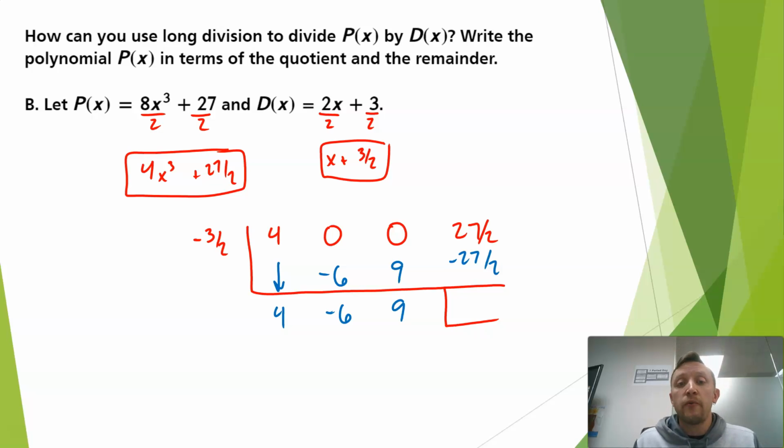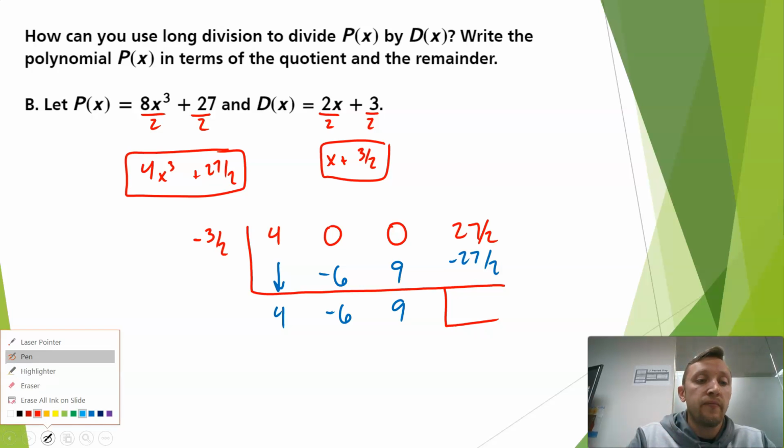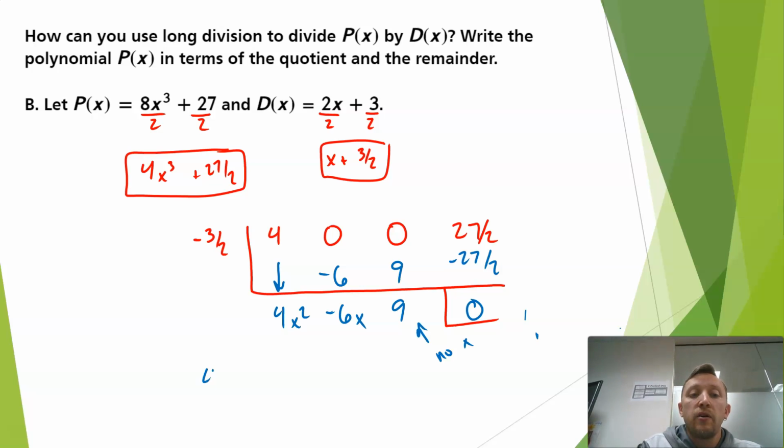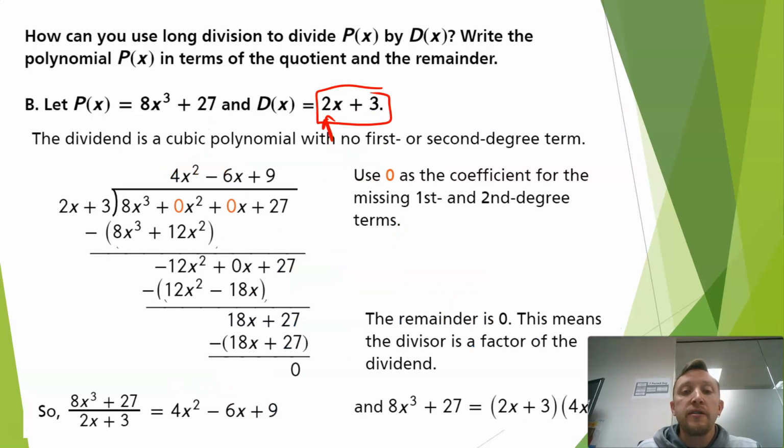All right, so now going back to what we have in blue. So 9 times -3/2 would be -27/2. Now when I add those two together, we would end up getting 0. So we'd have a remainder of 0. So again, this is where we would have no x. Okay, that's just going to stay a 9, but this is going to be an x. This would be an x squared. So our answer would be 4x squared minus 6x plus 9, which is much easier than going through this whole process that we did originally.